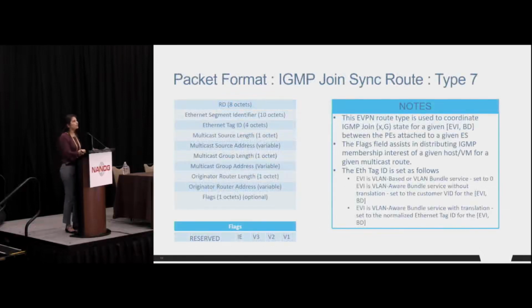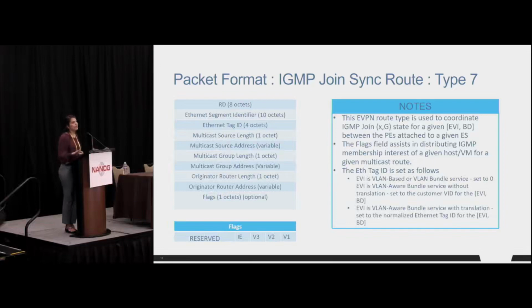So let's talk about the join sync route, which is the route type 7. If you look at the fields that are in the packet on the left side of the screen, it's pretty standard. You have the source, you have the group. You could do IGMP v1, v2, v3. The flags help you specify that. If you look at the top 3 rows over there, the first row is the route distinguisher. That's actually part of every EVPN route. The next field is the Ethernet segment identifier.